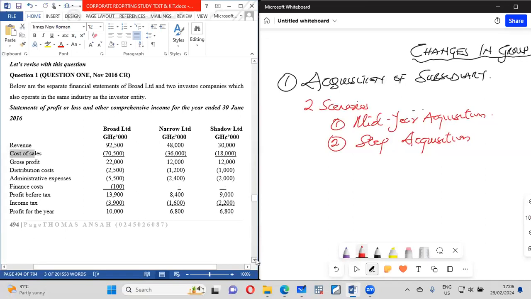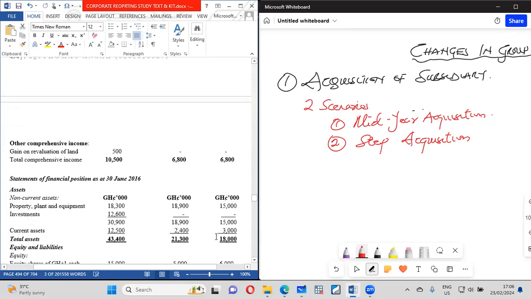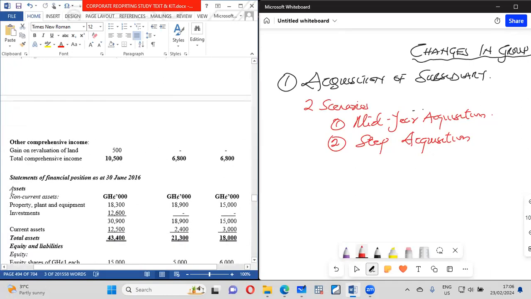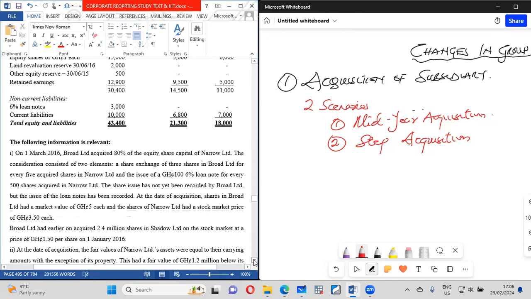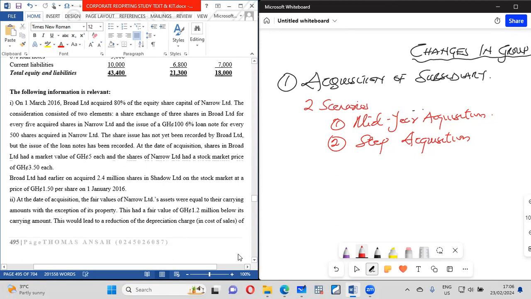Then we also have the OCI. Then we have the non-current assets. Everything is set out here. Then the equity is here, other reserves, everything is here as we can see. And so we come to the notes, which also give us additional information.